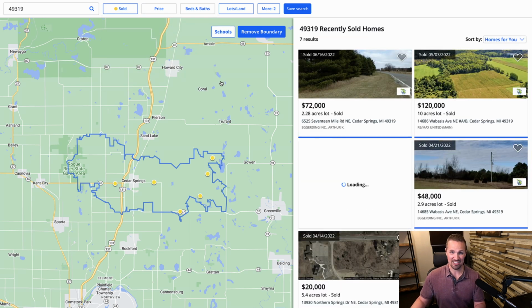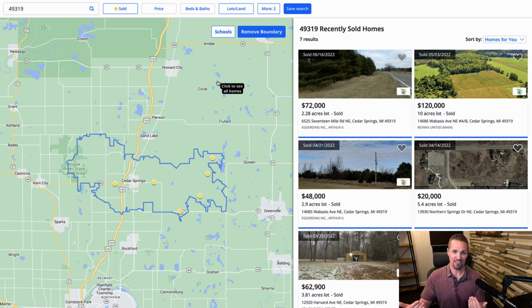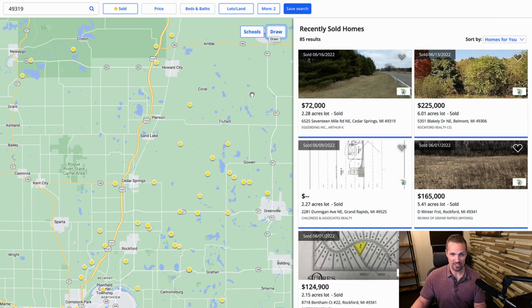And something else I could do if I wanted to get just more information and take other stuff into account is to click this remove boundary thing and just see more information. It's going to show me stuff like up here that isn't necessarily in the same zip code, but it's probably close enough to be relevant, and I could look at that as well.